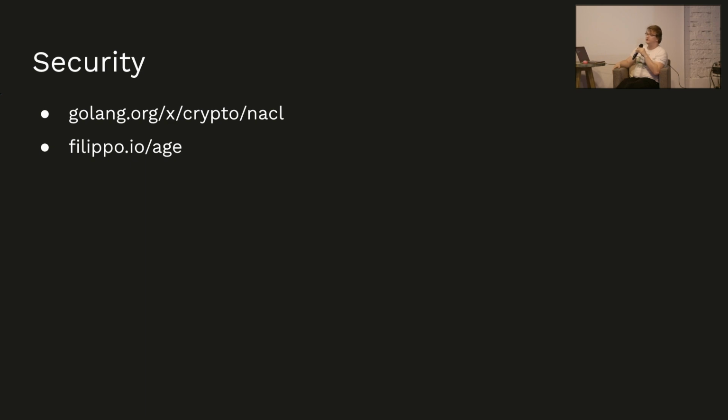And for security, there's the golang.org/x/crypto package. However, if you don't know what to use, then first look into the NACL package, which contains most common needs if you want to encrypt some stuff. And for file encryption, there's Filippo's H package.